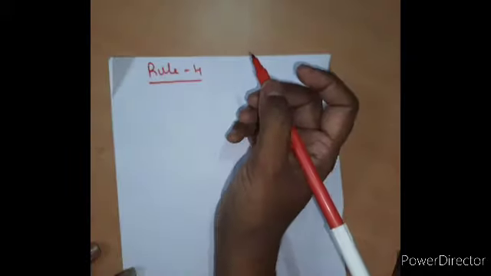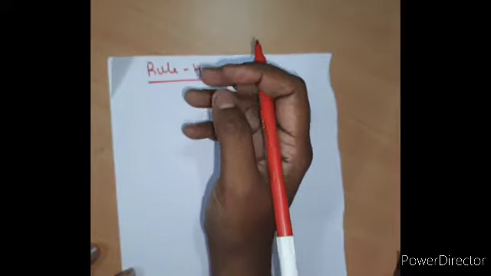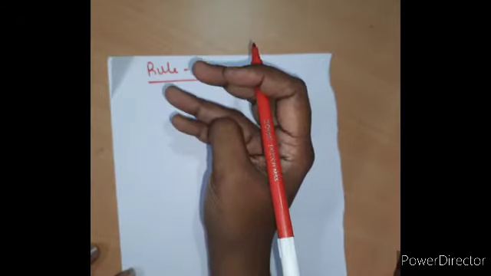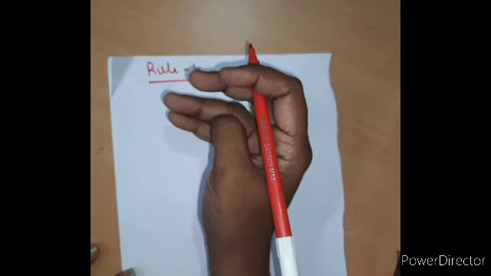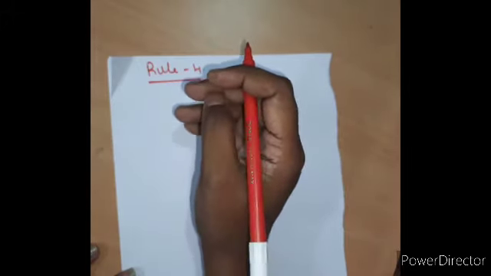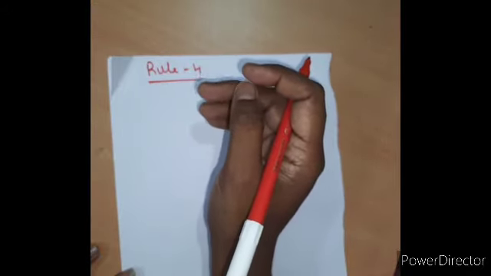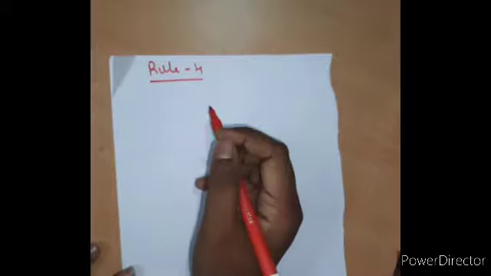Okay, now let's see rule number 4. Yesterday we studied rule number 1, which is the associative law. Rule number 2, blocks in series: when the blocks are in series, they get multiplied. When the blocks are in parallel, they get added. That was rule number 3. Now, rule number 4.